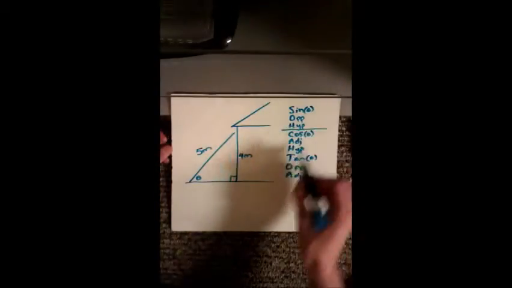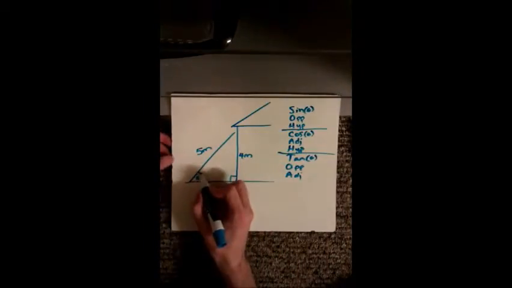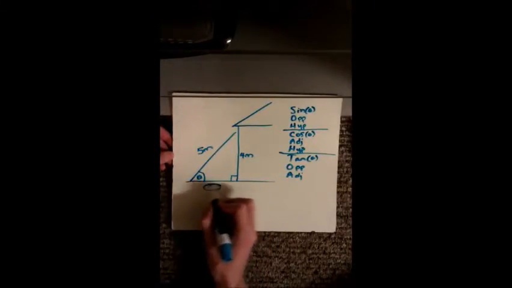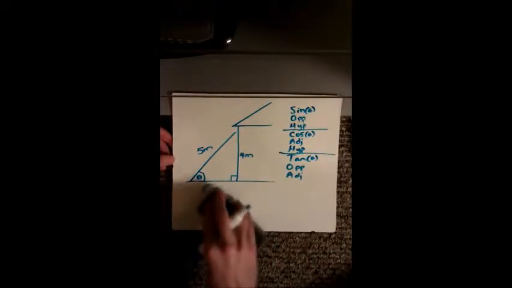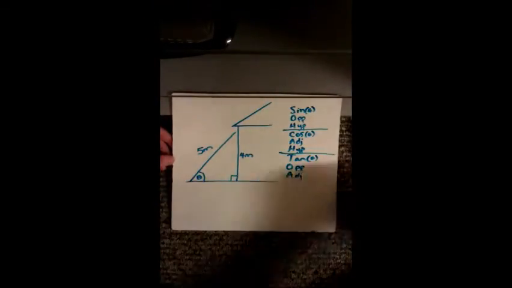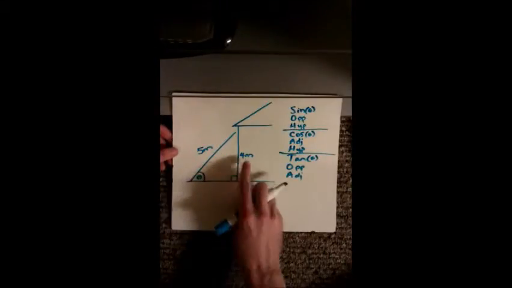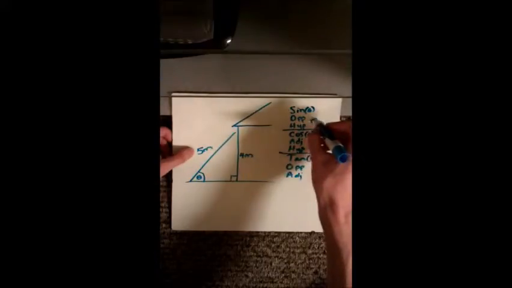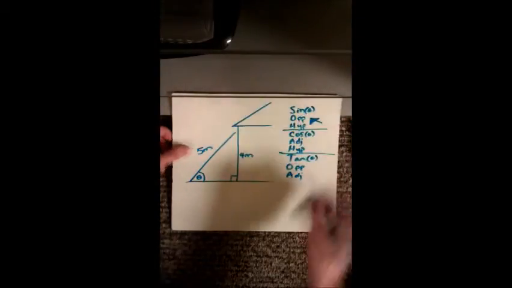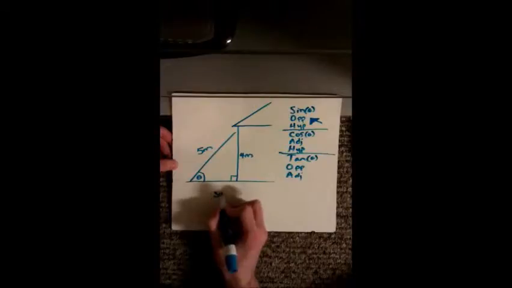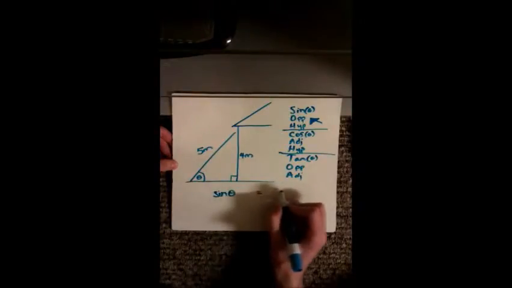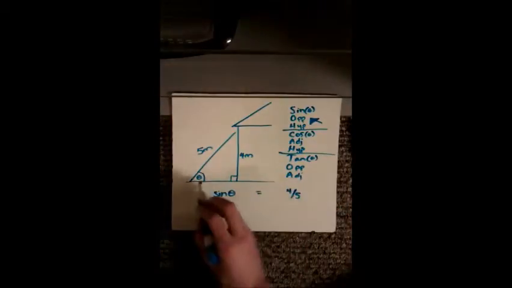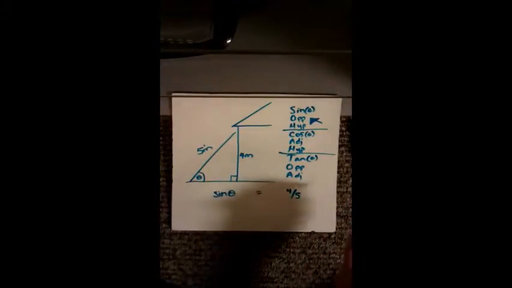So looking at our picture here, what do we know about this angle theta? Well, we don't know the adjacent. That would be this side here. We don't know what that is. We could quickly figure it out with the Pythagorean theorem, but we don't need it. So we do know the opposite, and we know the hypotenuse. So that would be the sine function that we would use. So we know that the sine of angle theta is 4/5. It's 4/5. Opposite over hypotenuse.